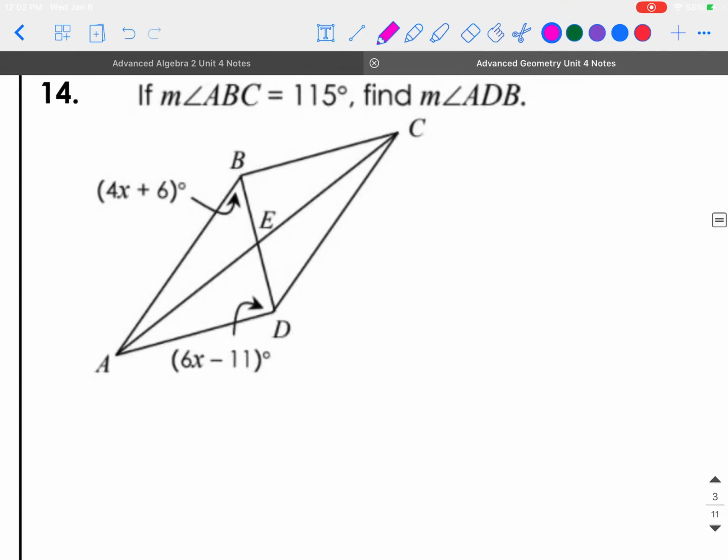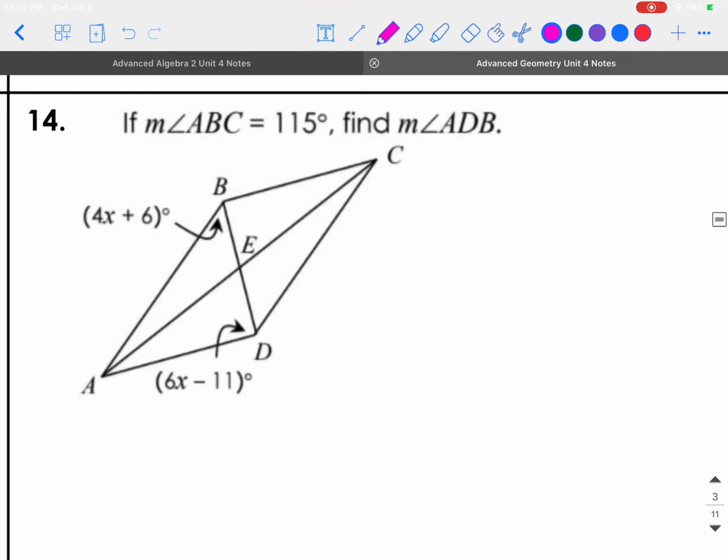Last question. This one is very similar. So we know those two are equal and these two are equal. So I'm going to rewrite this 6x minus 11 because they're equal. And we know that the entire angle ABC is 115. So I can do 4x plus 6 plus 6x minus 11 equals 115.